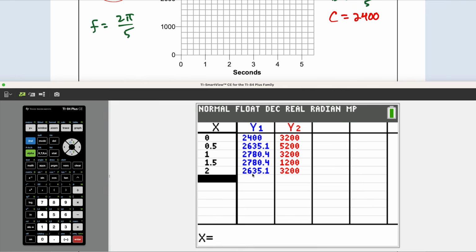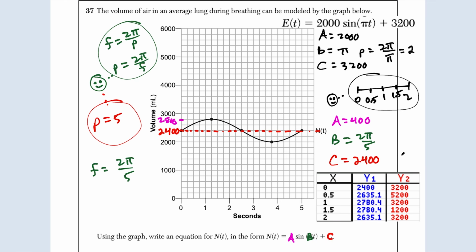And notice what we have here, this gives us our full cycle. We go from the midline to the max, back to the midline, to the minimum, and then back to the midline. So now let's go ahead and plot these points. So we have first 0, 3200 is over here. And then we have 0.5, 5200 is way up here. Okay, so this is just making sure I'm lining this up correctly. That's 0.5, 5200. And then at t equals 1, we're back to the midline over here at 3200.